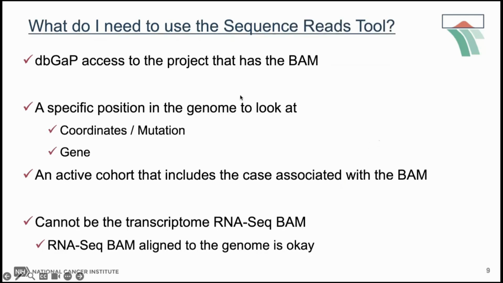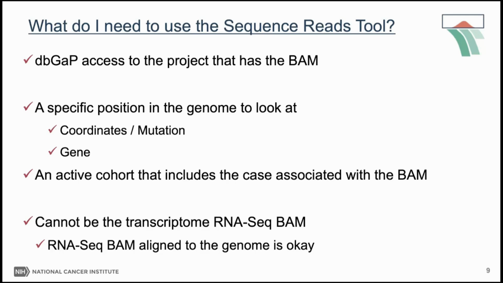To use a sequence tool, like the other one, you will need dbGaP access to the project that has the BAM. And something I want to mention that Kangyu will likely give more details about is that everything you're going to see in this presentation is completely open access. All of the BAMs that are currently in the GDC are controlled access. So we can't show you what's on production, but St. Jude has some test data that they can show us that is open access.